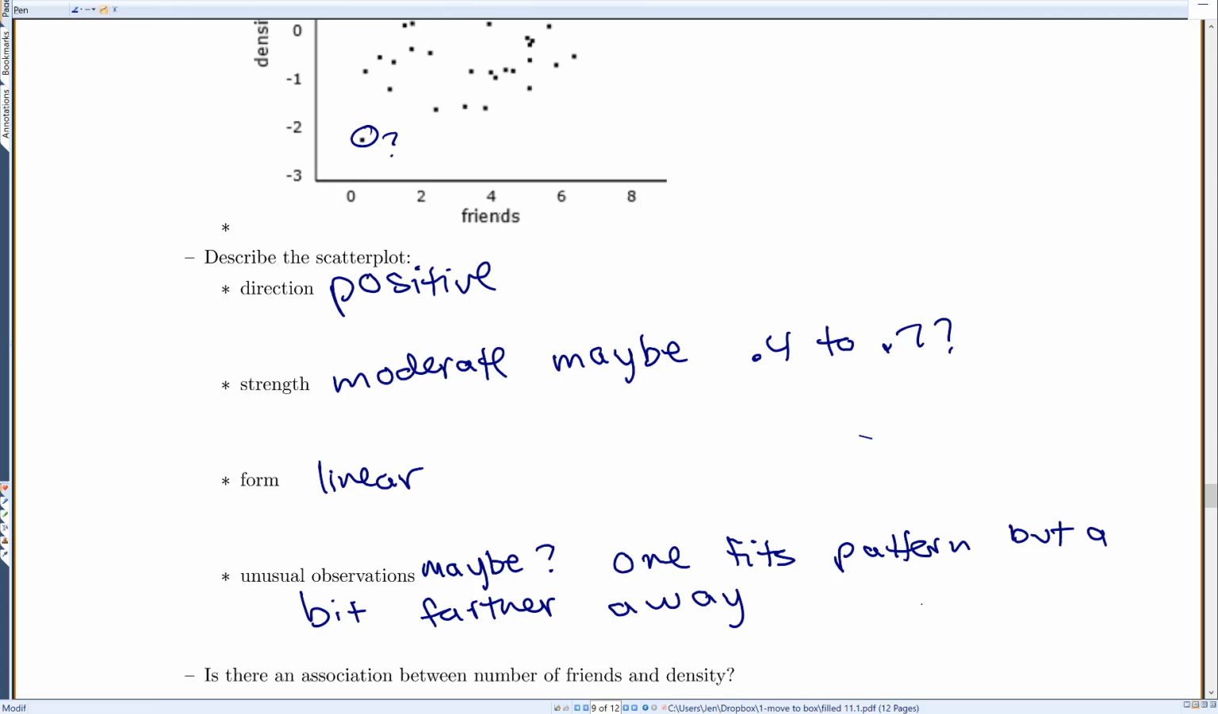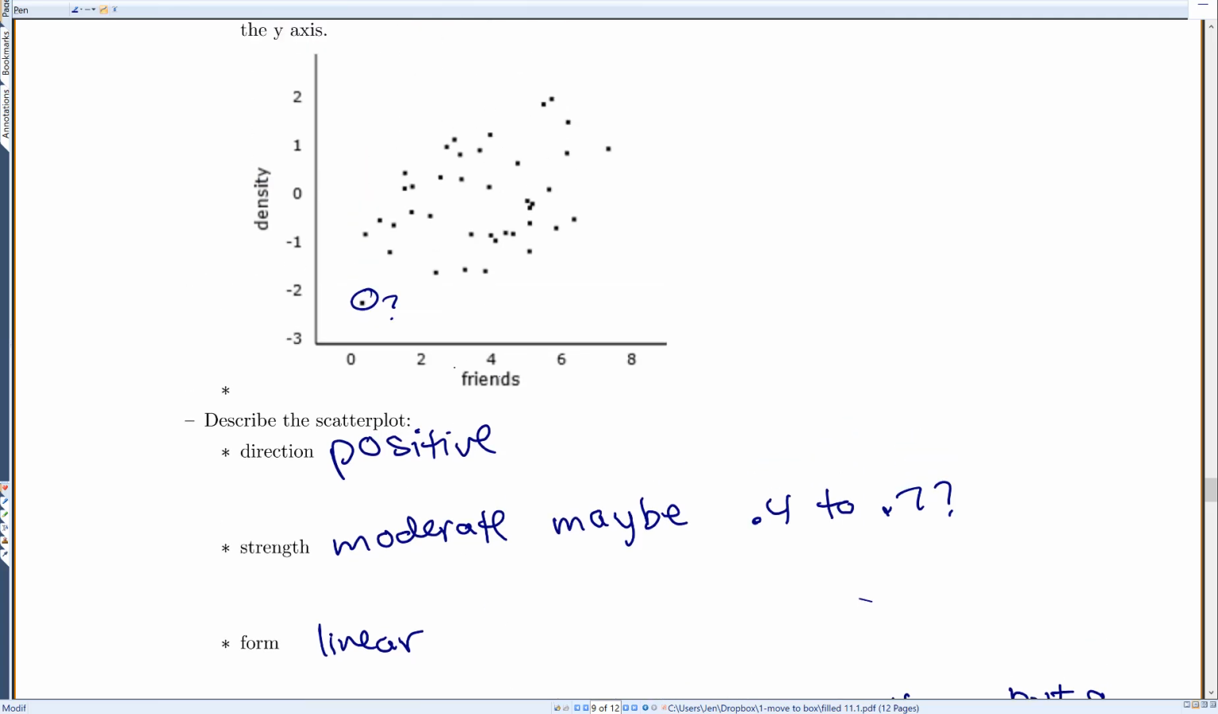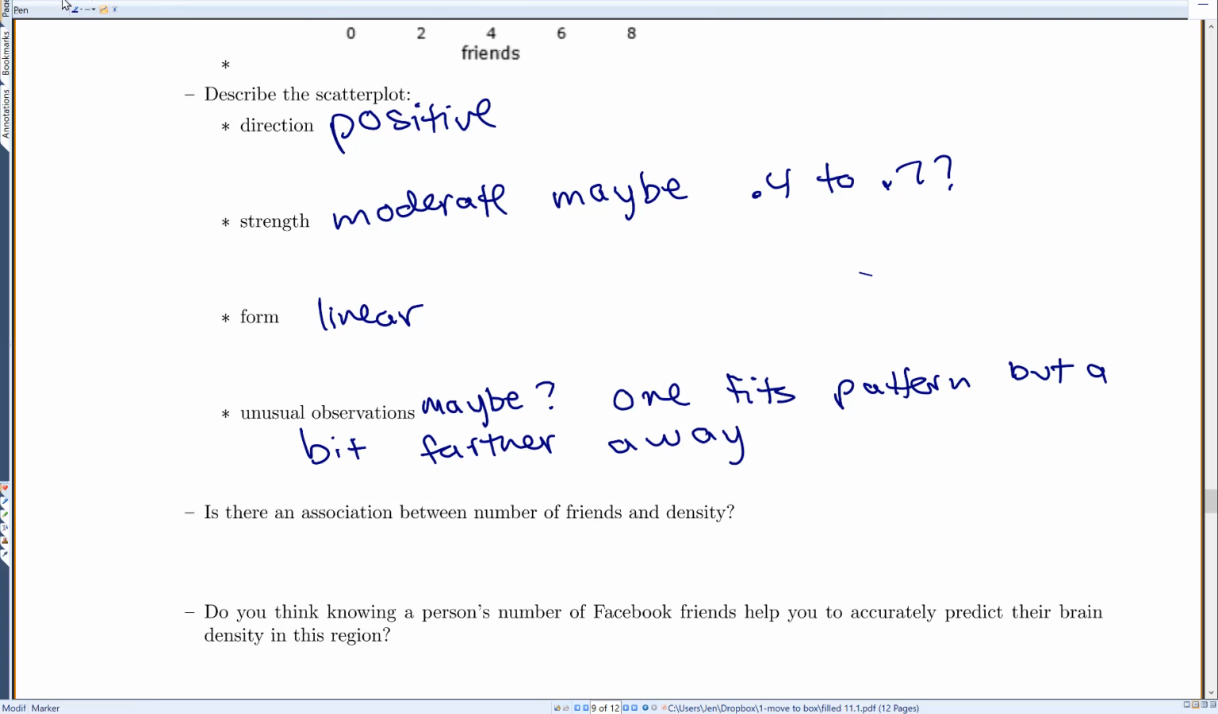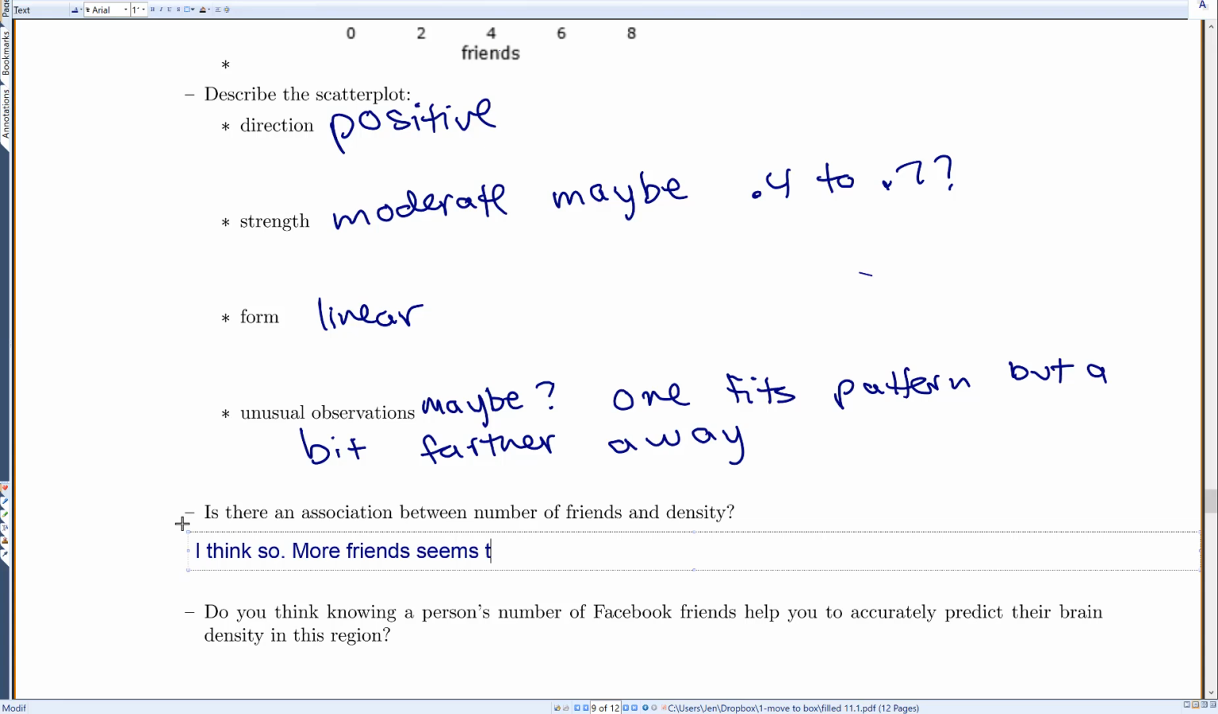What about, is there an association between number of friends and density? If you were to look at this, do you think that there seems to be an association? I would say so, right? Like more friends seems to lead to more density. So I could say something like, I think so. More friends seems to be related to higher density.